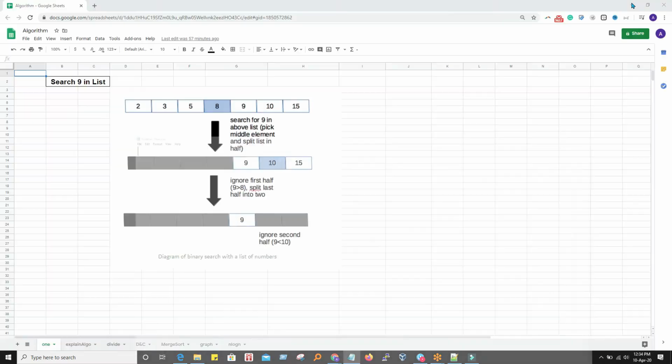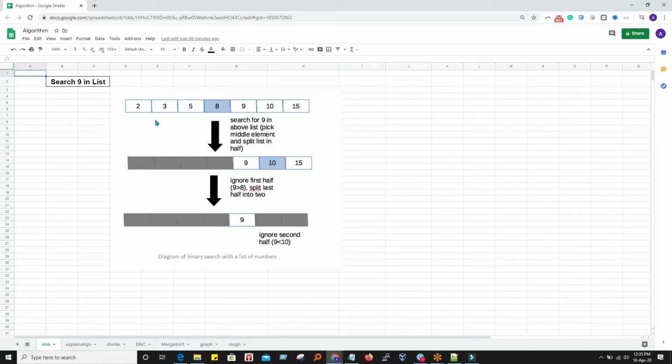In this session we will learn what an algorithm is. An algorithm is a step-by-step instruction to solve some problem. For example, we have been provided a list of numbers in ascending order, and the problem is to search for 9 in this list. So how do we do that? We need some kind of step-by-step instructions to search for this value.